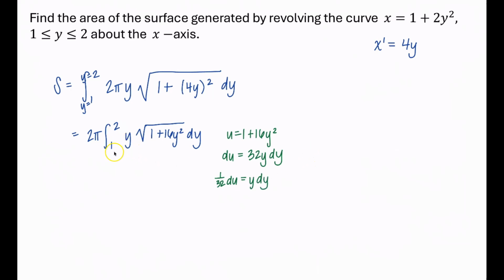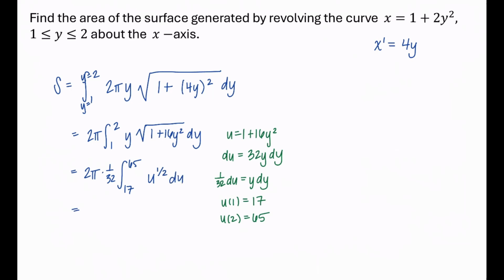And then I'll change my limits of integration, which are y values, to u values. So u of 1 is 1 plus 16, so that's just 17. And then u of 2, so if I plug in a 2 here, 2 squared is 4, 4 times 16 is 64, plus 1 is 65. So our new integral is going to be 2 pi, and then I'm going to have that 1 over 32, the integral from 17 to 65, and then the square root of u, which is u to the 1/2 du.